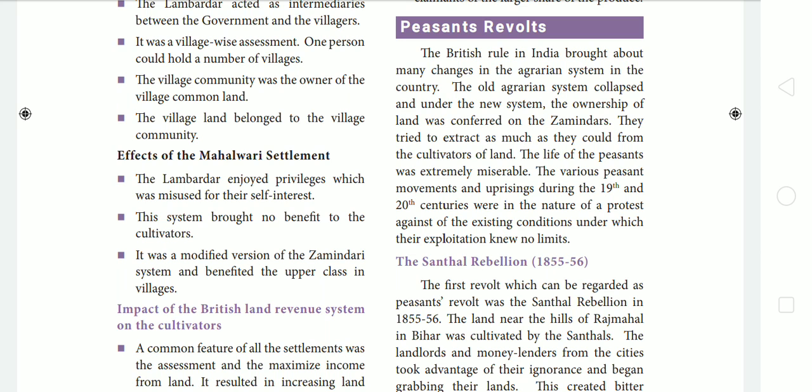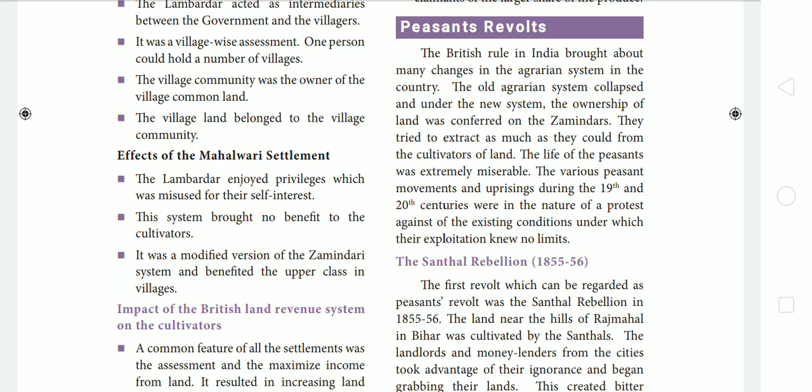The British rule in India brought about many changes in the agrarian system in the country. The old agrarian system collapsed, and under the new system the ownership of the land was conferred on the zamindars. They tried to extract as much as they could from the cultivators of land, so the life of the peasants was extremely miserable. The various peasant movements and uprisings during the 19th and 20th centuries were a protest against conditions where exploitation knew no limits.